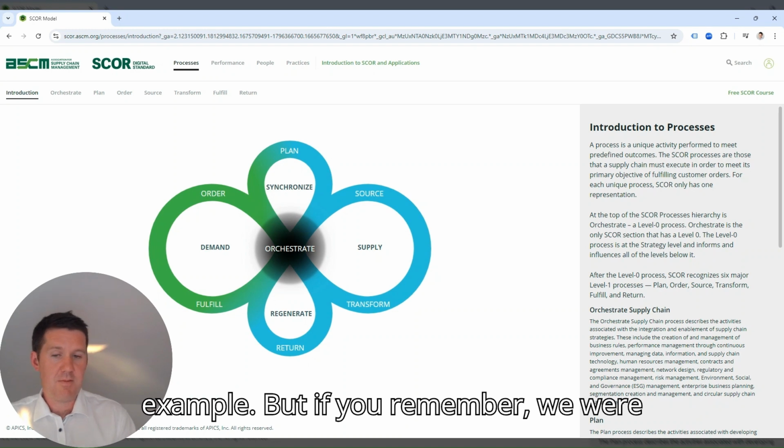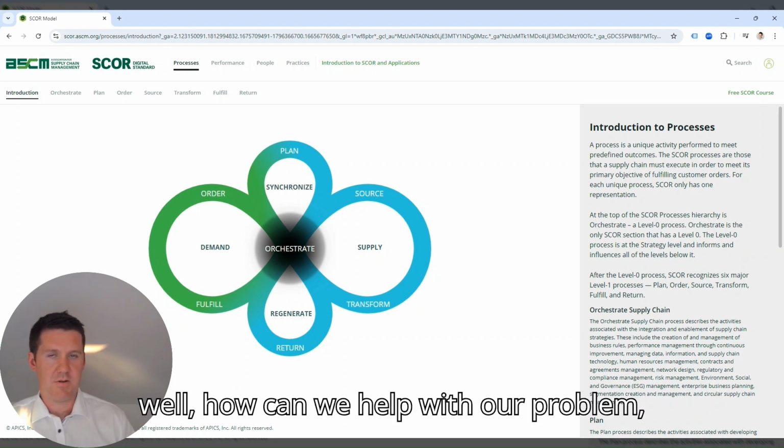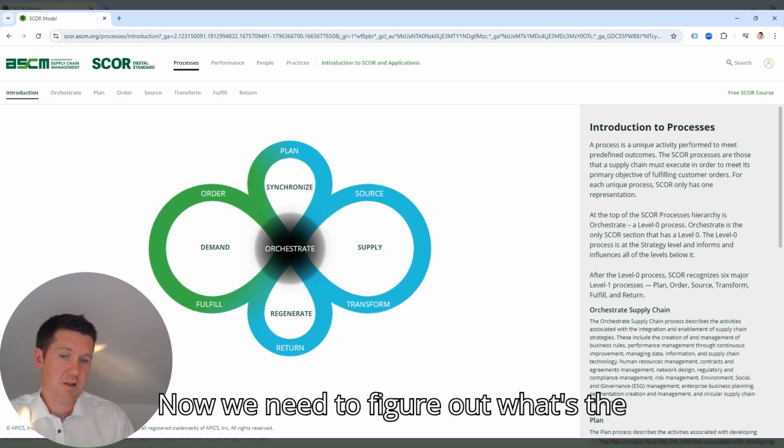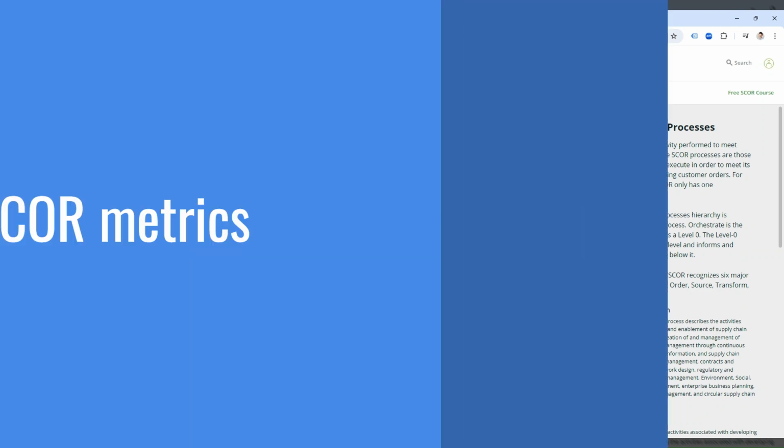But if we remember, we were saying that we wanted to figure out, well, how can we help with our problem, which is related to our warehouse. So now we need to figure out, well, what's the first thing? How can we use this?